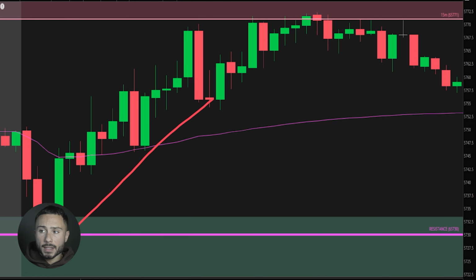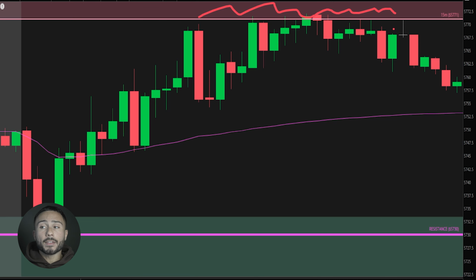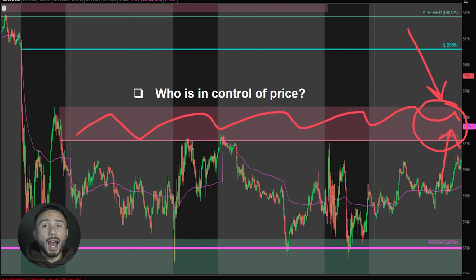So as the market's rallying into this level of resistance, this level of supply, I want to know, are the sellers strong up here at this pink box of supply? Or are buyers strong at this pink level of supply? If sellers are strong, I'm going to short it. If buyers are strong, I am not going to short it. I'm going to avoid taking this setup. By viewing a candlestick chart, I cannot tell who is strictly and solely in control.